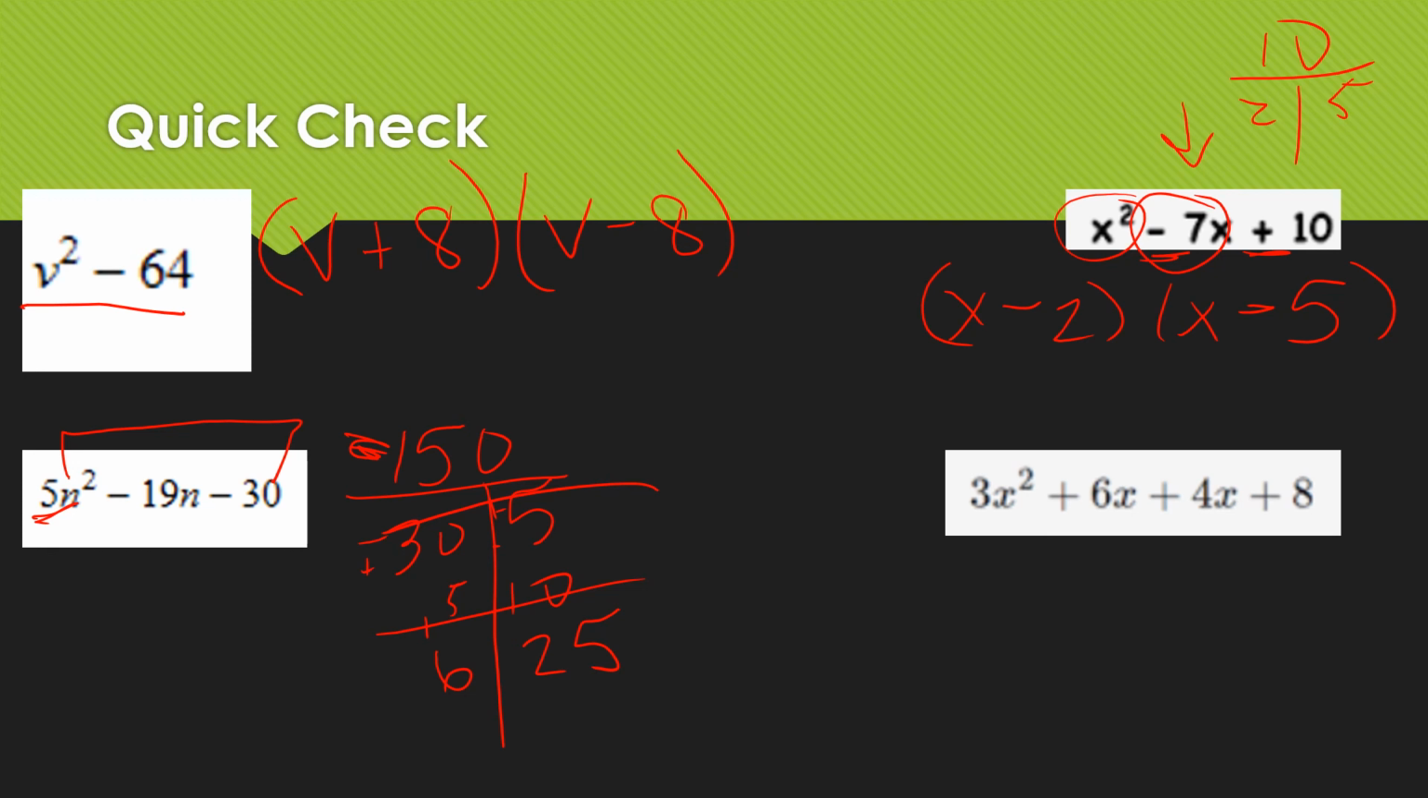Now, 6 and 25, you might be thinking, Miss Osier, that's 31. I know, but remember, it was a negative 150. So that means one of these has to be negative. I chose the negative 25 because of the negative 19. So now I'm going to use these two. I'm going to place the 25 next to the 5n to make my life easier, and the 6n with the 30. I'm going to change colors just to make it a little bit easier to see.